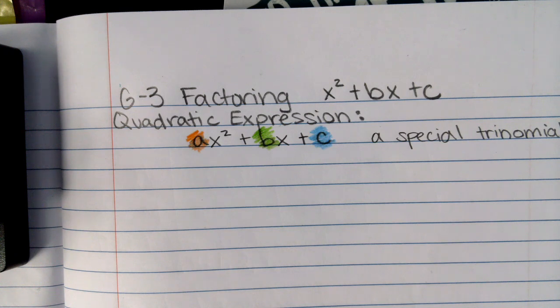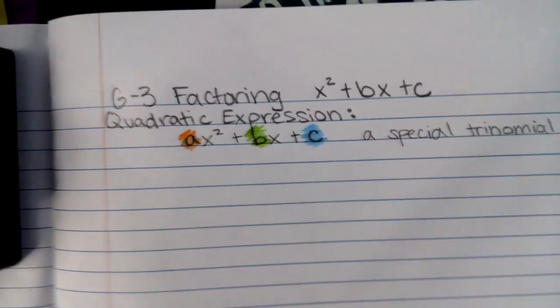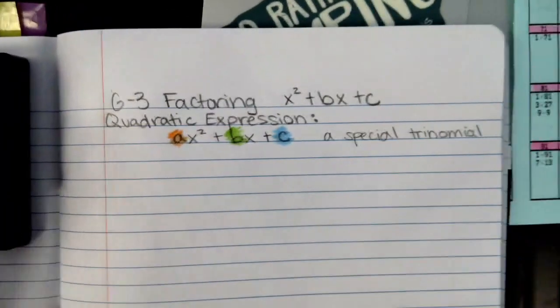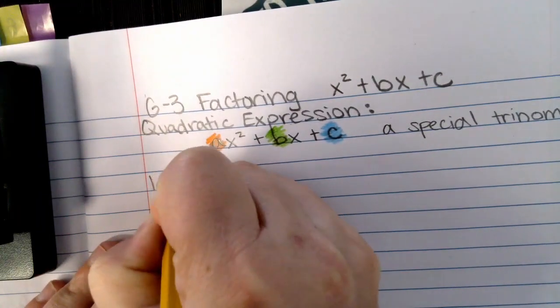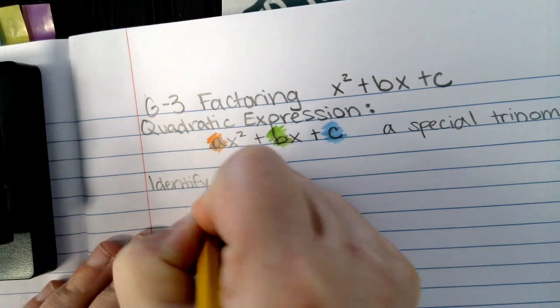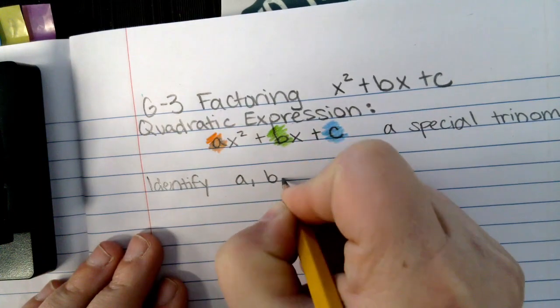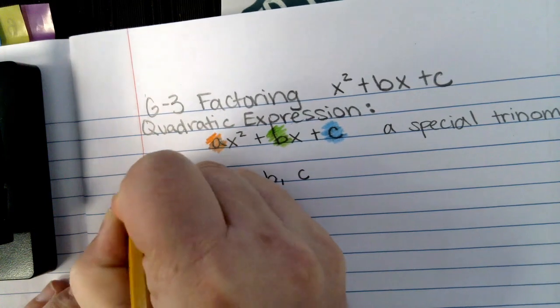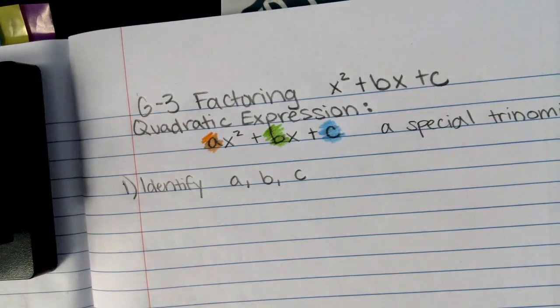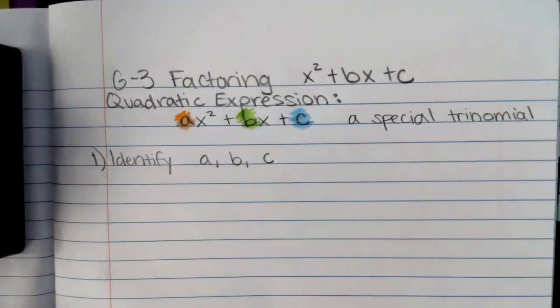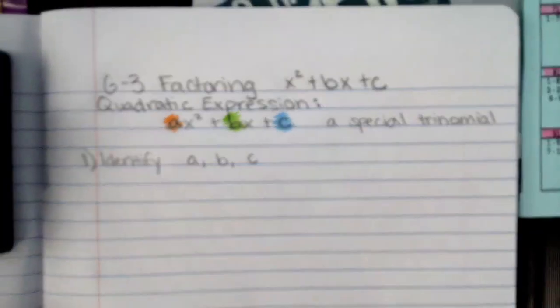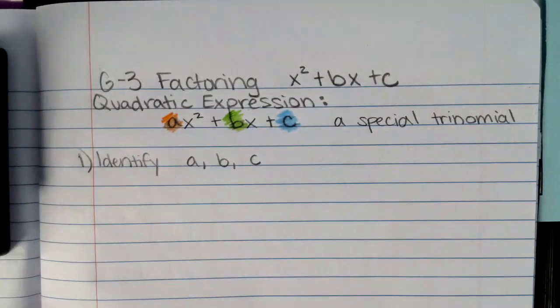Alright, so for our first example here, we're going to identify the A, B, and the C. When we identify A, B, and C, we're looking for just the coefficients, just the numbers that go with those parts. A always goes with x squared. B always goes with just the x. And C is always the constant, the number without a variable.